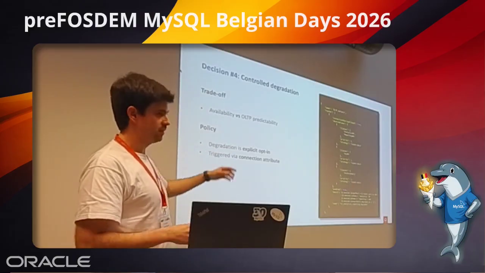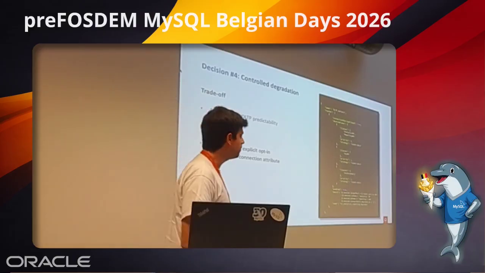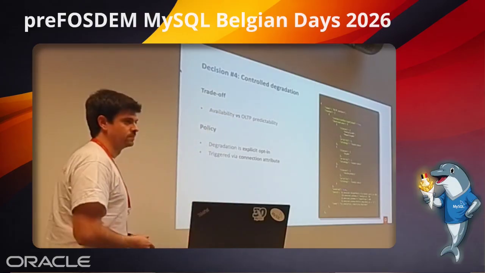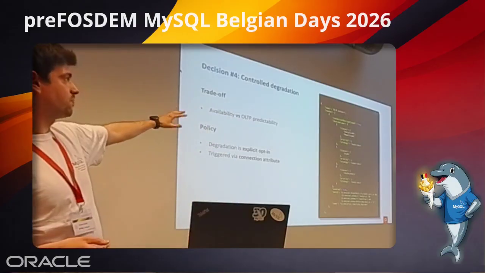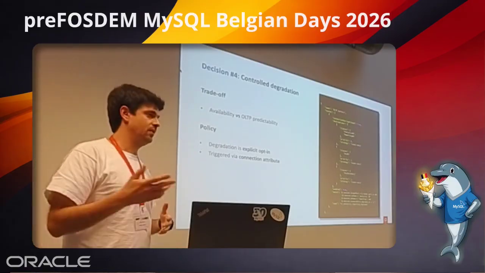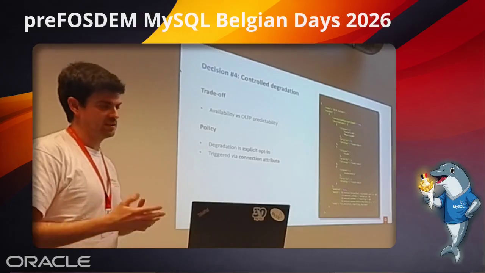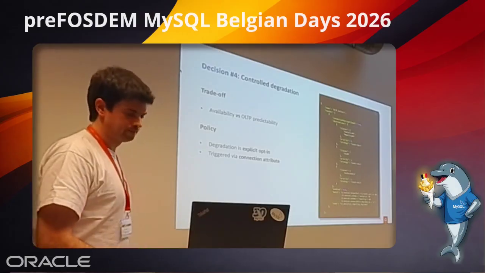If those are not available, then we fall back to any with replica. If none of those is available, we fall back to any secondaries. So it's a trade-off. We have this trade-off of availability of those services with predictability of OLTP. That can be a bit effective.